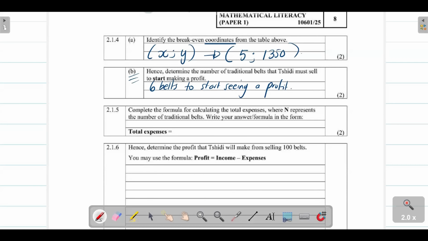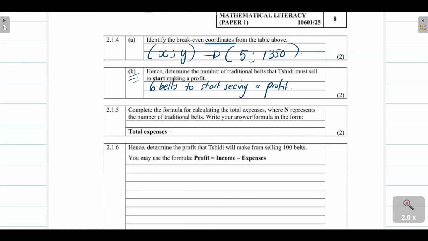Question 2.1.5. Complete the formula for calculating the total expenses where N represents the number of traditional belts. Write your answer or formula in this form. So what do you think is the formula? What would you write as the formula for calculating total expenses? Please take it away.